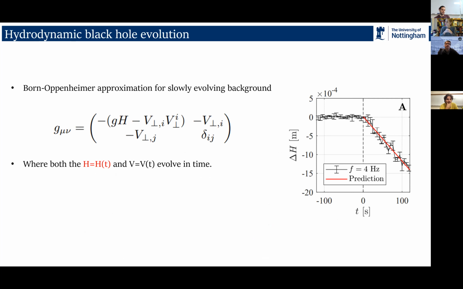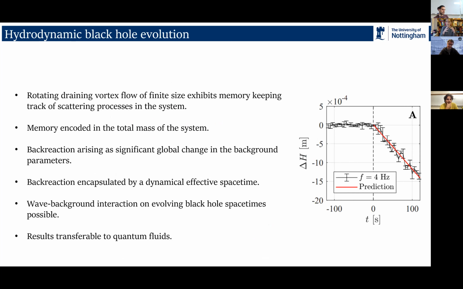And in a way, you can say, similar to a black hole when it evaporates, there are two ways to measure if a black hole evaporates, or undergoes a Hawking process. You could measure the radiation given off from the black hole, or you could measure the mass of the black hole. And the mass of the black hole keeps track of how much radiation has been sent off. And in this sense, the water height, which is the total mass of the system, has a memory, and it memorizes the scattering process in the system.